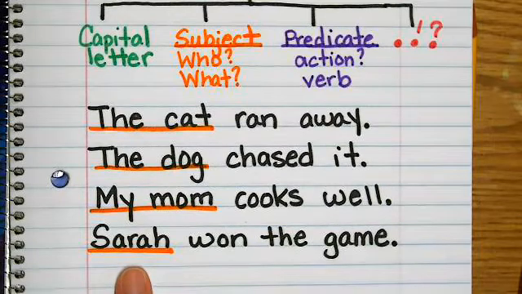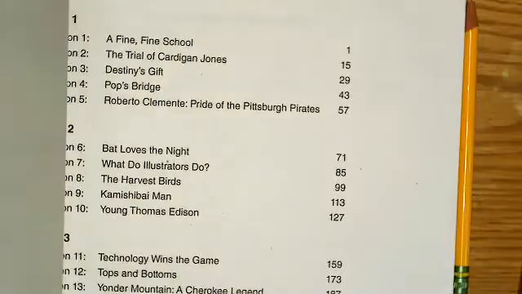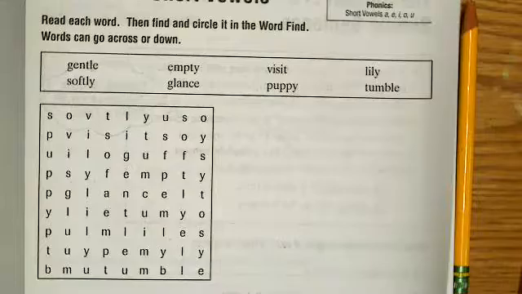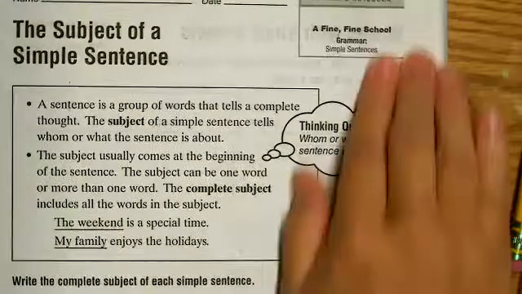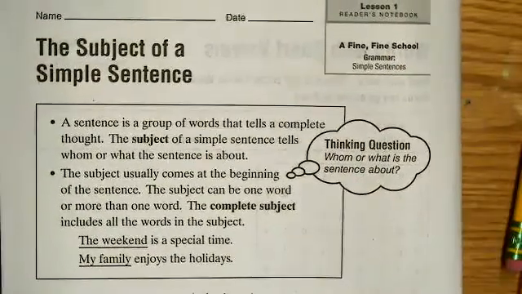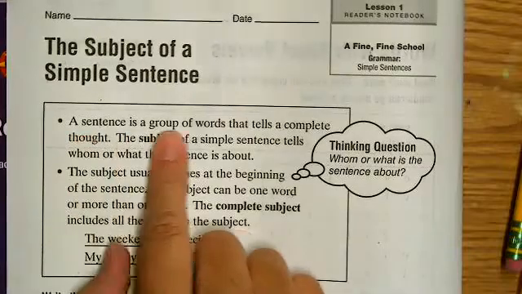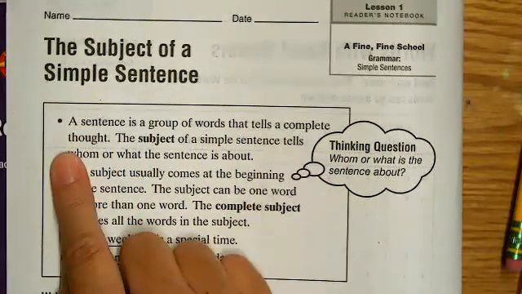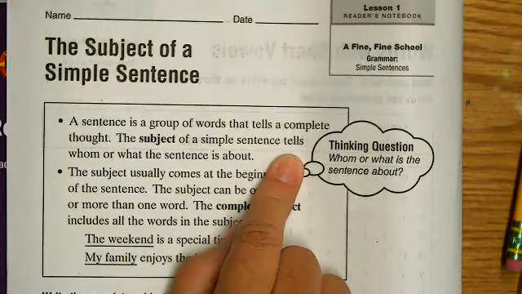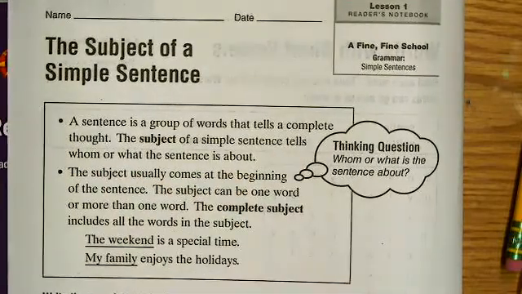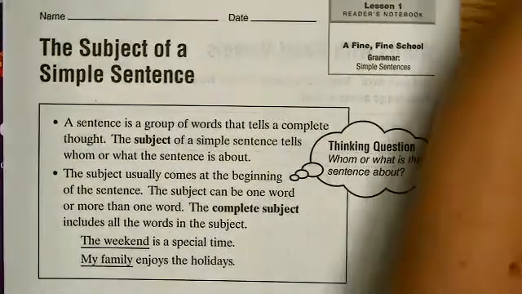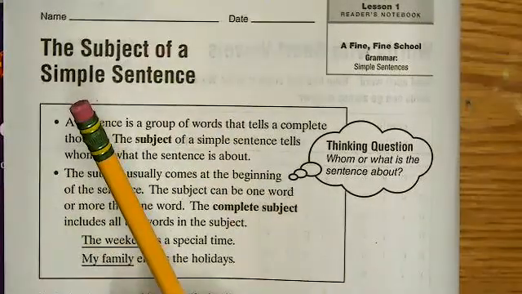Now we're going to practice this by getting our reader's notebook page and moving to page 2 of your reader's notebook. Page 2 looks like this: the subject of a simple sentence. A sentence is a group of words that tells a complete thought. The subject of a simple sentence tells whom or what the sentence is about. So make sure you have your page open, your pencil is ready, and we're going to do some work together.